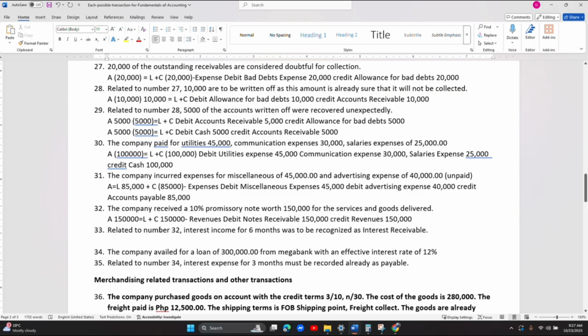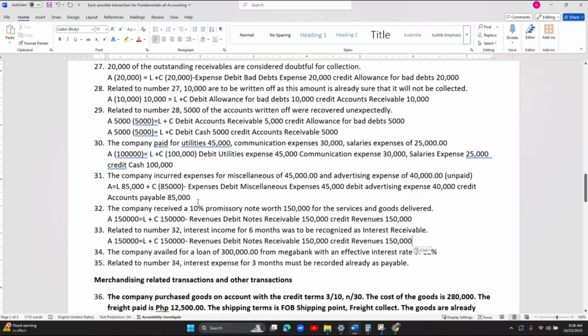It said here that related to number 32, interest income for 6 months was to be recognized as interest receivable. So that meant you did not yet receive the interest, but you are already claiming an interest income because, again, interest income is earned as well as interest expense is incurred with the passage of time. Okay? So what will happen? Let's copy this one. Yeah. What will happen is you have to compute first the 6 months, the interest.